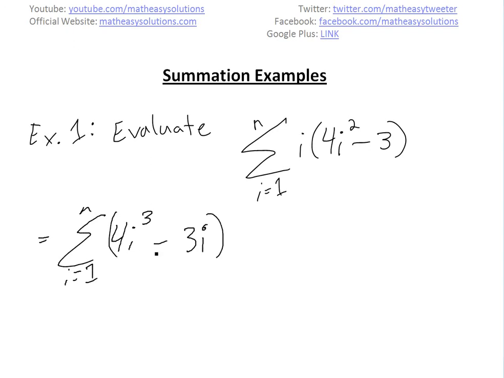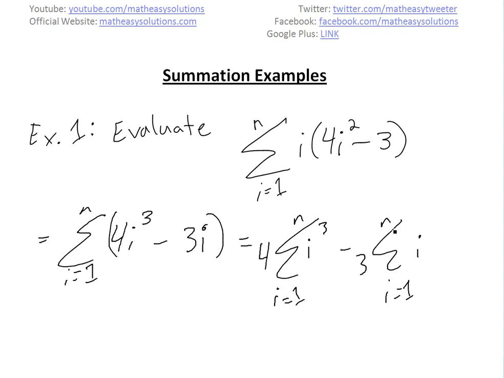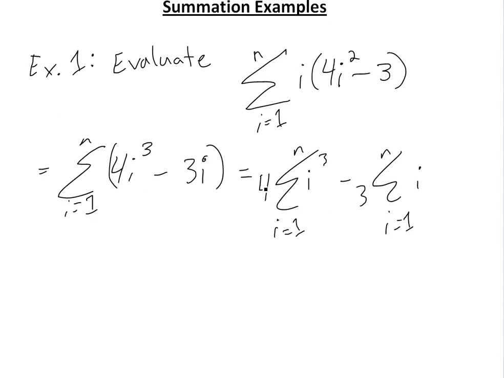And then if you see my rules on summations, you could basically break this apart. So this will equal 4 times the sum of i cubed, minus, you could take the constant out, 3 times the sum of i by itself, i equals 1 up to n. These are summations of consecutive integers like 1, 2, 3, 4, 5.